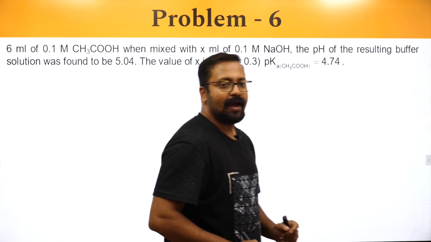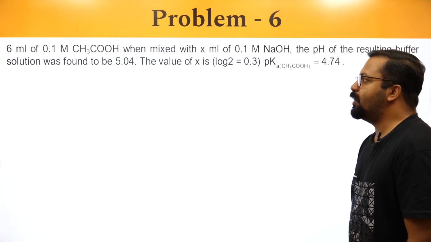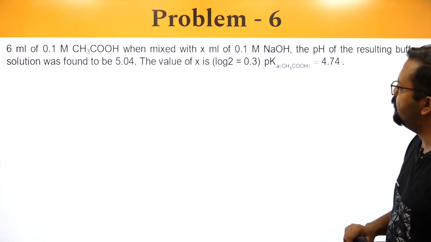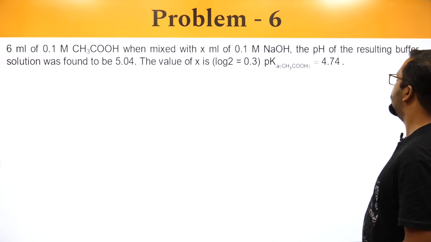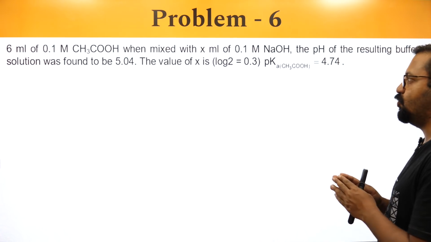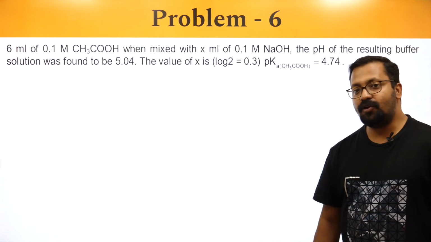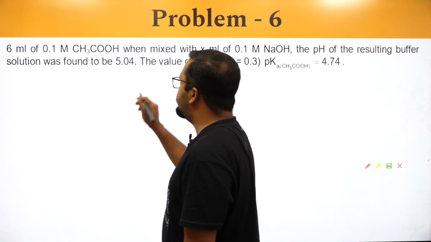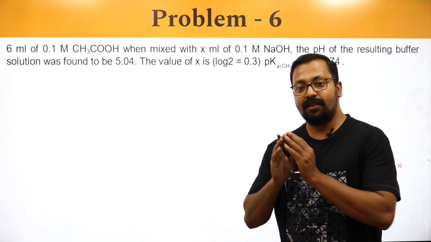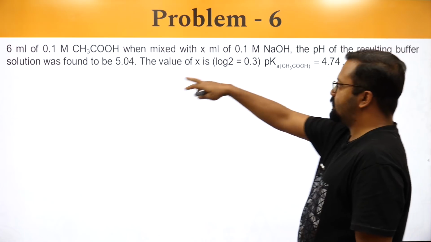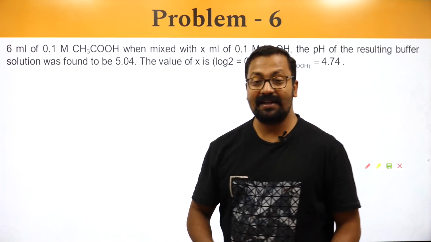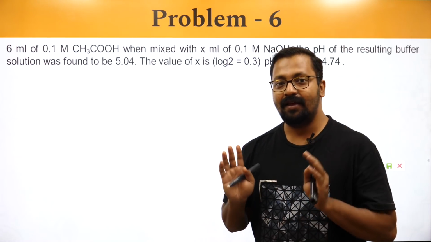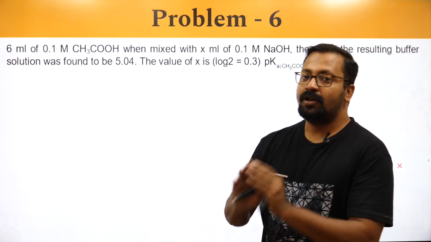Next question is this. Again a question on buffer. Simple question. 6 ml of 0.1 molar acetic acid when mixed with x ml of 0.1 molar NaOH, the pH of the resulting buffer was found to be 5.04. What is the value of x? बहुत सिंपल सा सवाल है, बहुत इजी सा सवाल है. कैसे करना है? बफर दे दिया गया, इसका मतलब this amount has to be lesser than the amount of acetic acid, and the amount is measured in terms of moles, not molarity. Remember this, moles, not molarity.